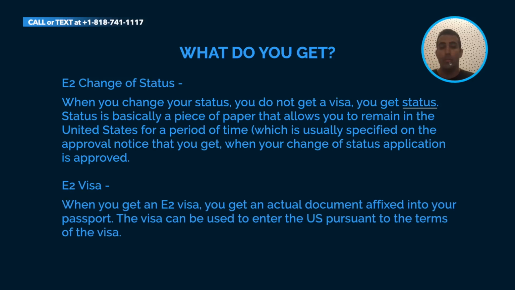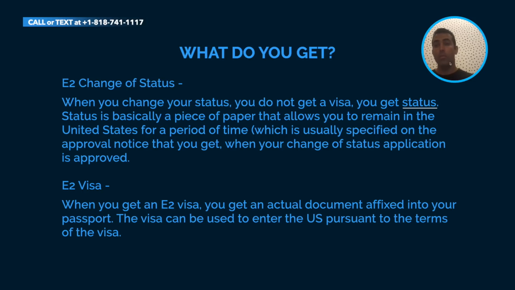When you get an E2 visa, as I mentioned in the last slide, you actually get a document that's affixed into your passport, a visa. And the visa can be used to enter the United States pursuant to the terms of that visa. Again, we'll talk about this a little bit later in this video, but not all visas are the same. And not all E2 visas are the same. Depending on your country of citizenship, your E2 visa might be approved for a period of 5 years, or it could be even approved for a period of as low as 3 months.